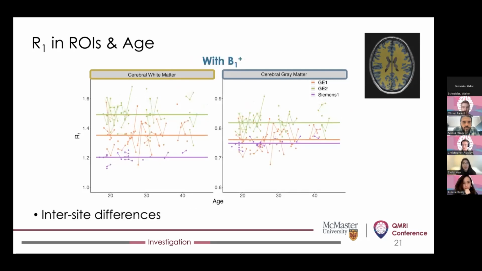When we do correct for the B1 plus inhomogeneities, we can see that overall there's less intersite and inter-vendor differences to some extent in both ROIs, but again, there still is considerable variability between these sites.